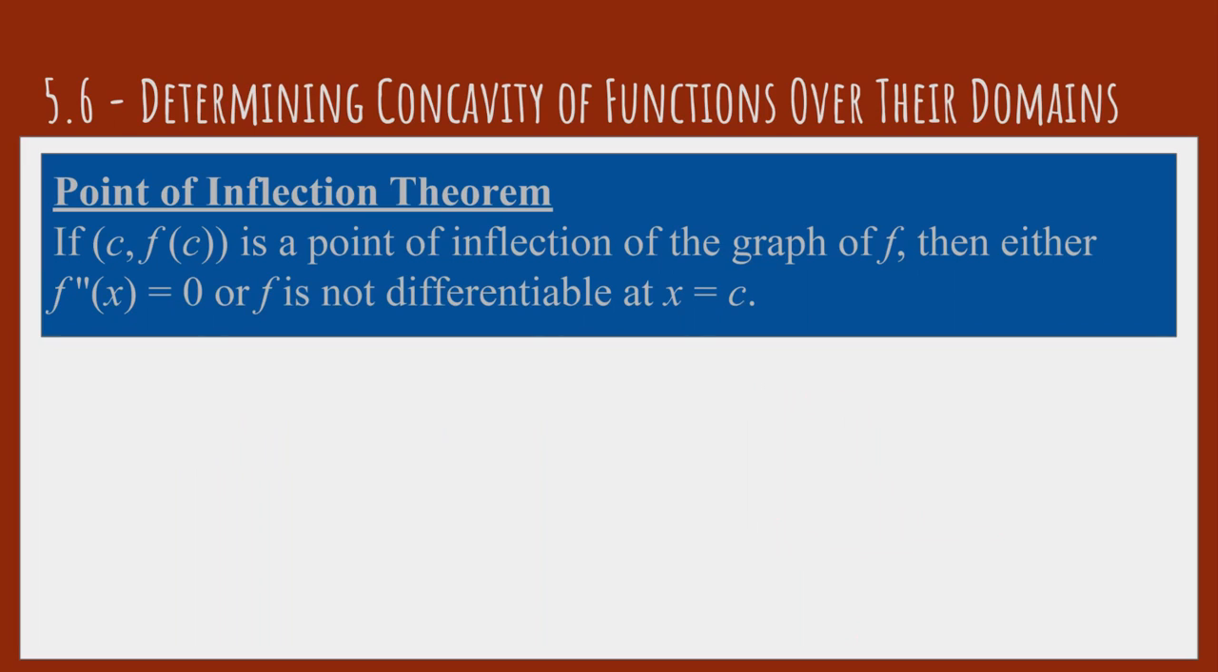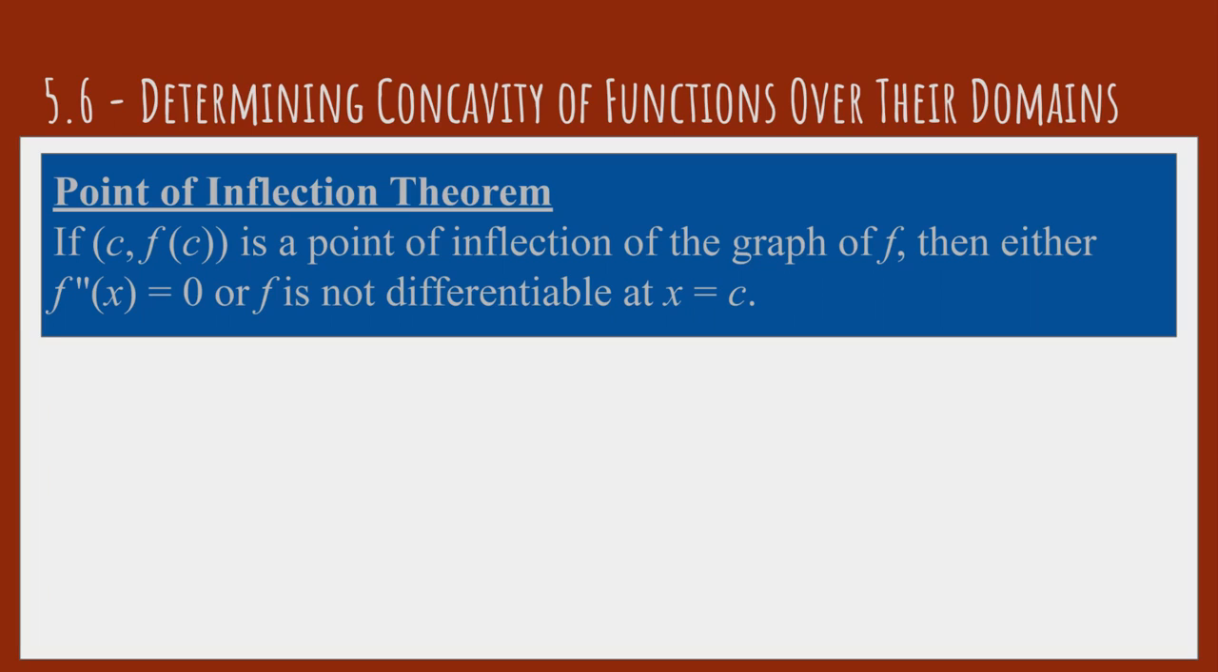So, a theorem about points of inflection. If a point is a point of inflection, then the second derivative either has to be 0 or the second derivative doesn't exist. What's actually going to happen if the second derivative doesn't exist is that the first derivative is not going to exist.